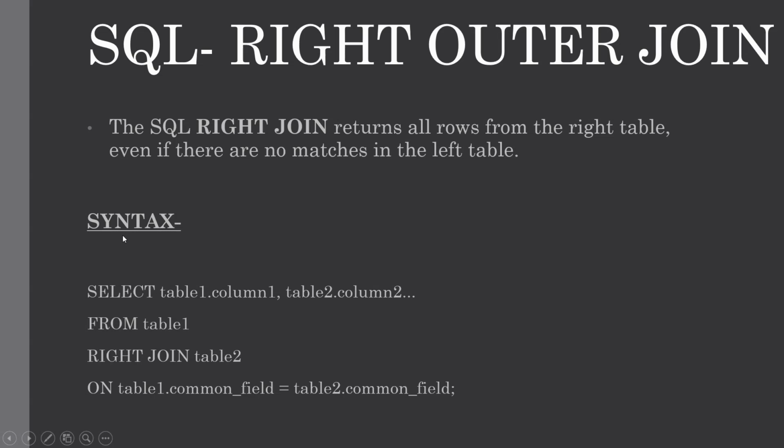This is the basic syntax of a right outer join in SQL, in which we are joining table 1 and table 2, in which table 1 is the left table and table 2 is the right table. Let me show you how to use it with a simple example.